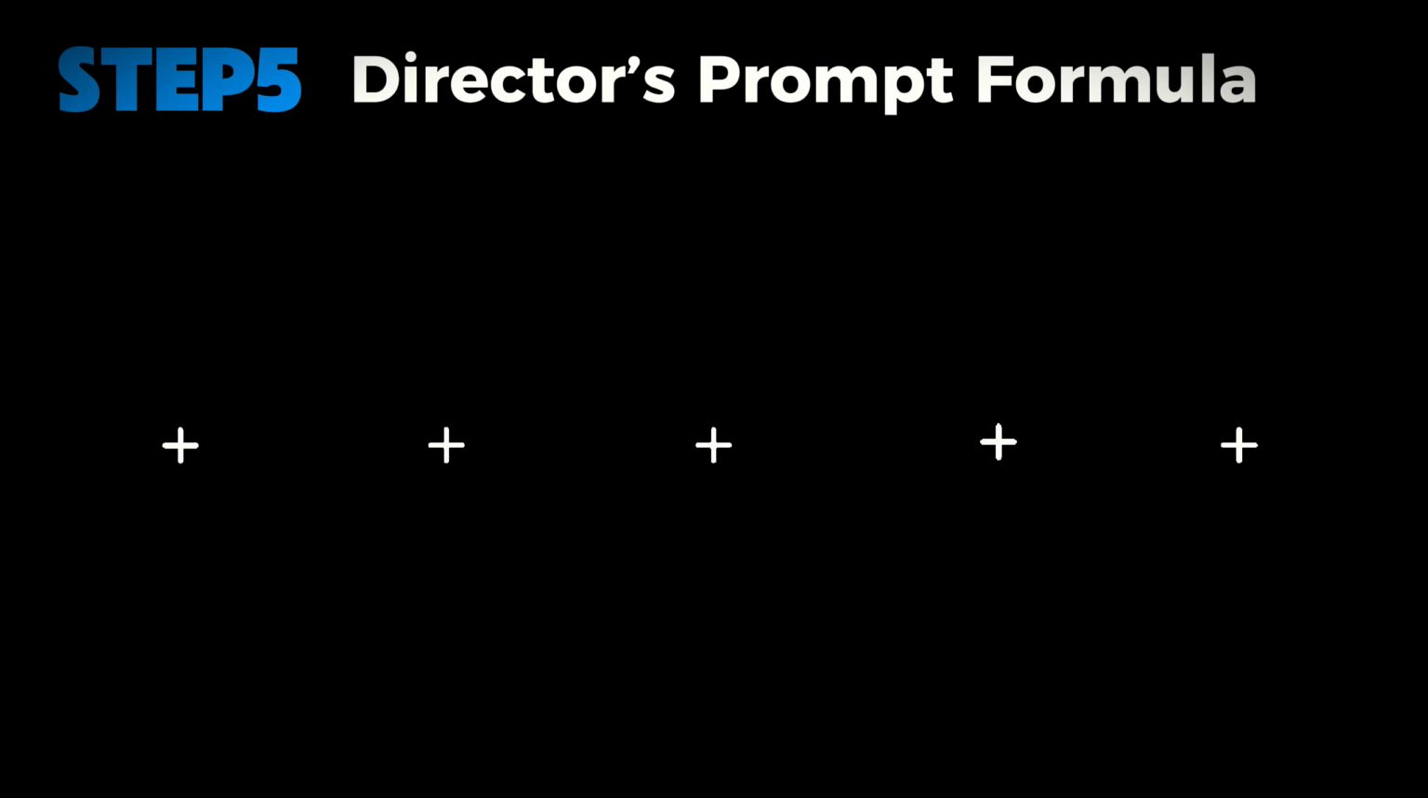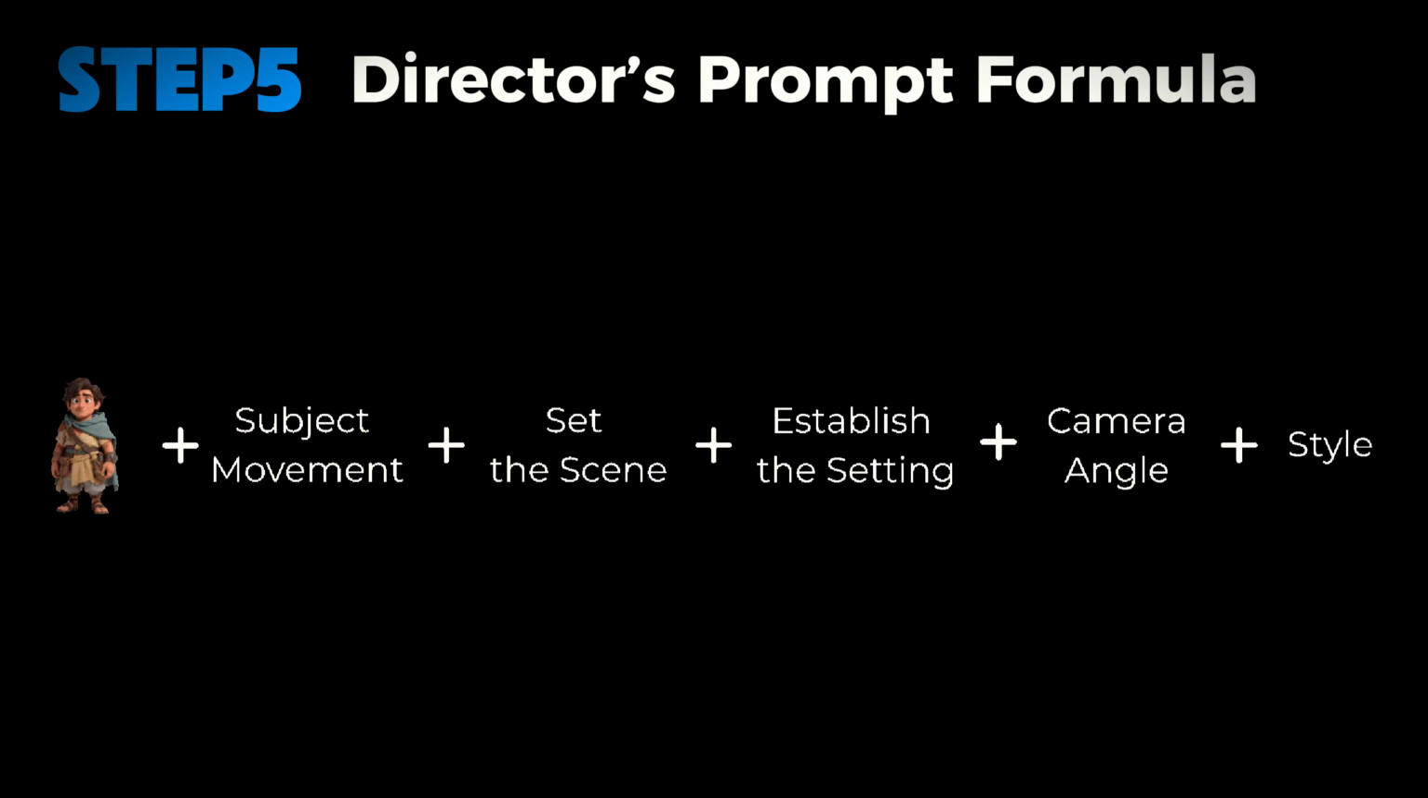Now it's time to turn your prep into production-ready prompts. Use what I call the director's prompt formula. First start with subject description, then add subject movement. Next, set the scene like description, background, then establish the setting like atmosphere and lighting. Next, add camera angle and style. This is trick number 5.